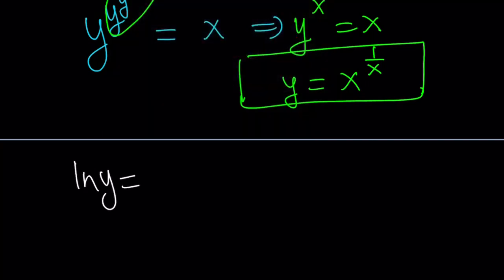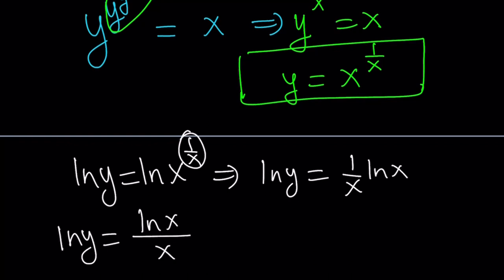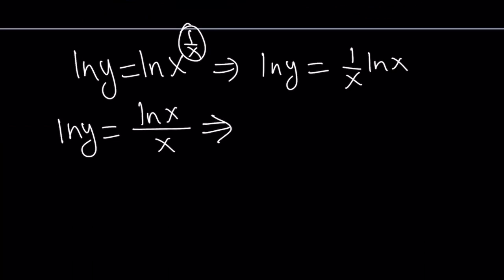ln y equals ln x to the power 1 over x. And then if you bring down the 1 over x, you get ln y equals 1 over x ln x, or you can write ln y equals ln x over x, which is cool. Now let's go ahead and differentiate both sides. When we differentiate a function like ln y, and y is a function of x, we have to use chain rule. So the chain rule says, just differentiate whatever method you use, and then multiply by the derivative of the inside. So it's going to be like y prime over y.